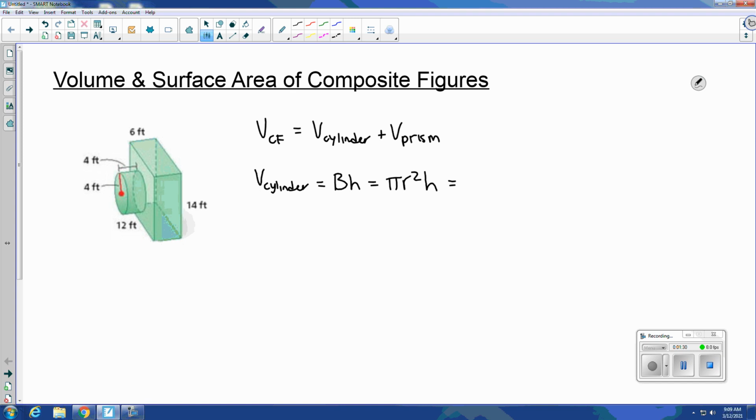Now, do we have a radius and a height in this example? The answer is yes, so we don't have to do any extra work to find those. We're going to get pi times 4 squared times 4, so height 4, radius 4. That'll get us 16 times 4, which is 64 pi for the volume of the cylinder. We can label at the end, and then we have the volume of the prism.